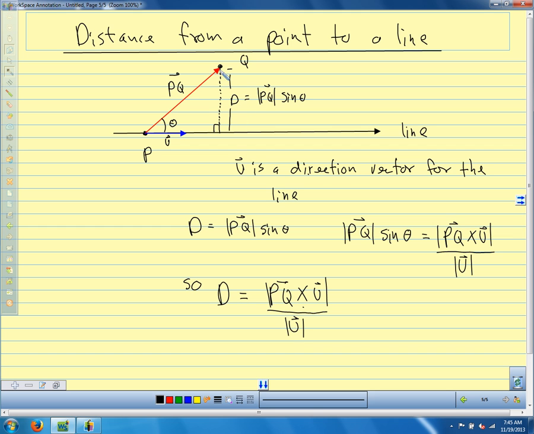Q is a point, the point that's not on the line that we're interested in. P is some arbitrary point on the line. We pick a point on the line and form that vector PQ. And U is a direction vector for our line. So to find the distance between a point and a line, we use a cross product. Very nice, clean way that we can use the cross product.